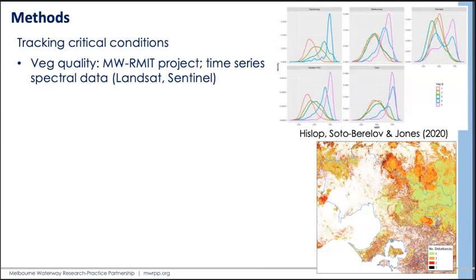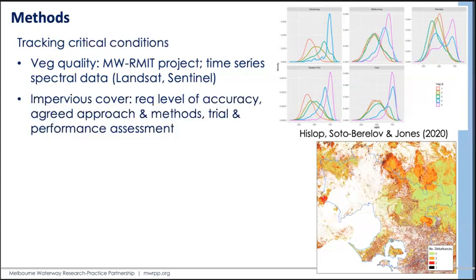Predictive models for vegetation quality also had potential, but there was also room for improvement in terms of accuracy. And that's what we'd like to work on later this year. For impervious cover, methods include formalizing the level of accuracy required for healthy waterway strategy and other purposes, agreement on the approach, the input data sets, and the methods that will permit consistent estimates over time. And then trialing the performance of these methods and getting stakeholder agreement on the set of methods to be rolled out.